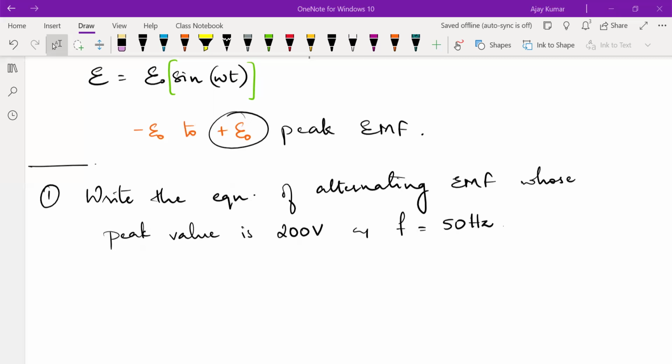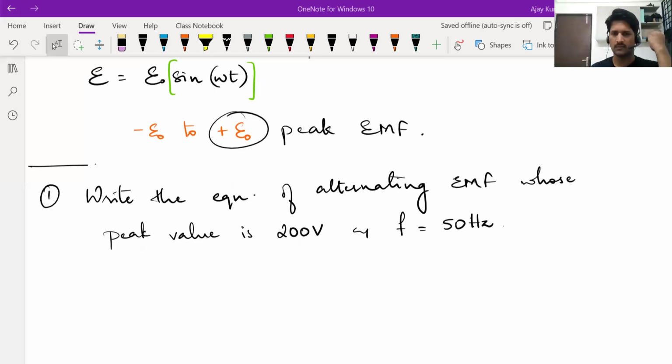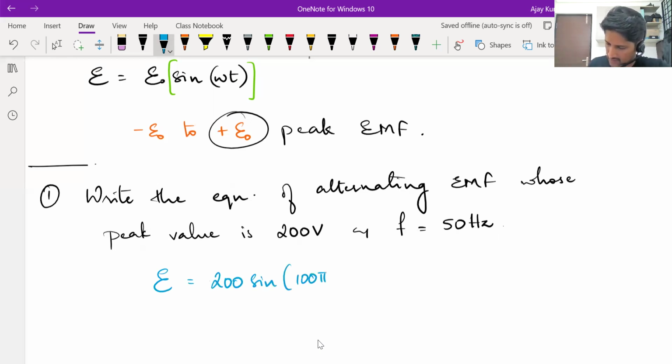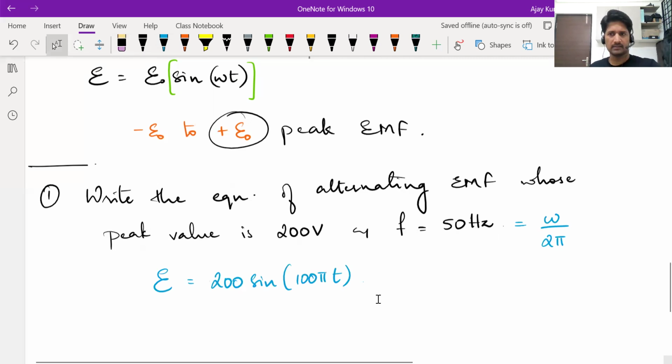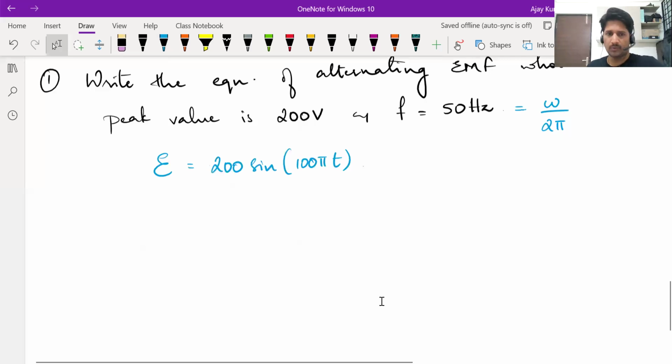Sir, I might be wrong, but it's 200 sine 100 pi into t. Okay, you're saying 200 sine 100 pi t. Let's see. Now peak value is 200, so you got the 200 part correct. And frequency is 50 hertz. You know frequency is omega by 2 pi, so you send the 2 pi this side. Your answer is correct. So this equation has a peak value of 200 and its frequency is 50 hertz. That's fine. But there are other possibilities as well.